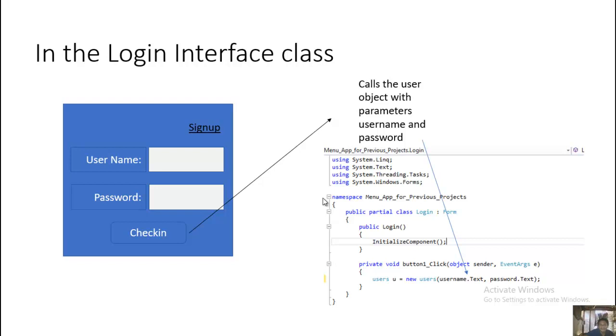Or when he checks in by just simply putting the data in the username and password, it calls the user object with the parameters of username and password here to check whether the username and password is within the data savers. Check entry validity.